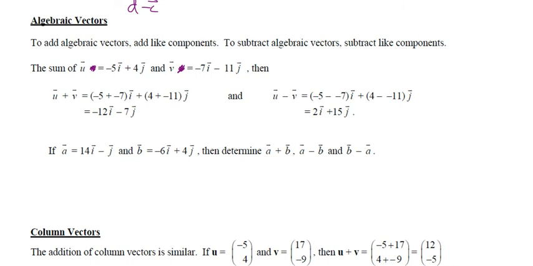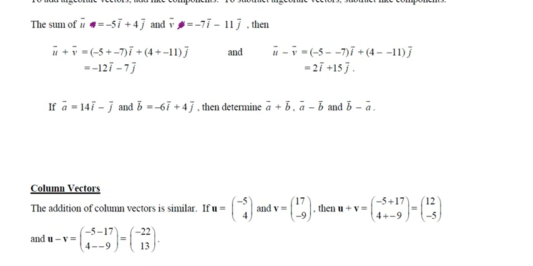u minus v, we then subtract. We take negative 5 minus negative 7, giving us positive 2, and 4 minus negative 11, giving us 15. Will v minus u be the same as u minus v? No. Good. Will v plus u be the same as u plus v? Yes. If a is equal to and b is equal to, then determine a plus b, a minus b, and b minus a.